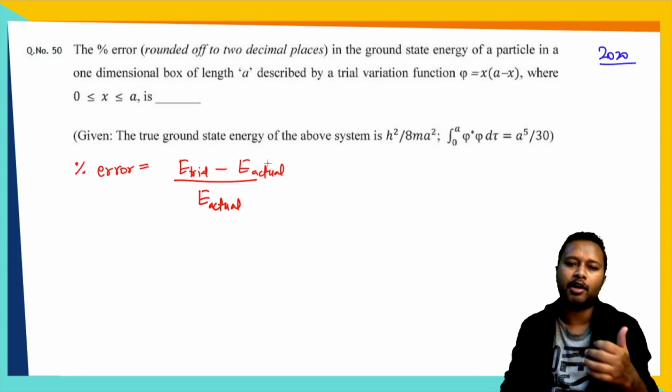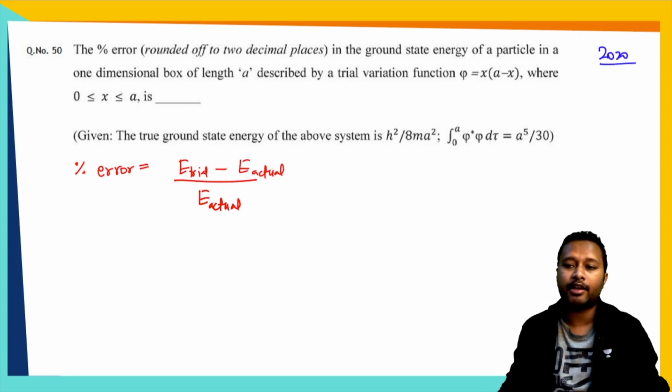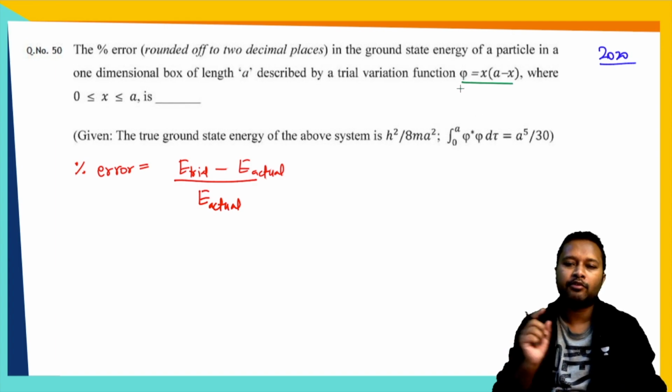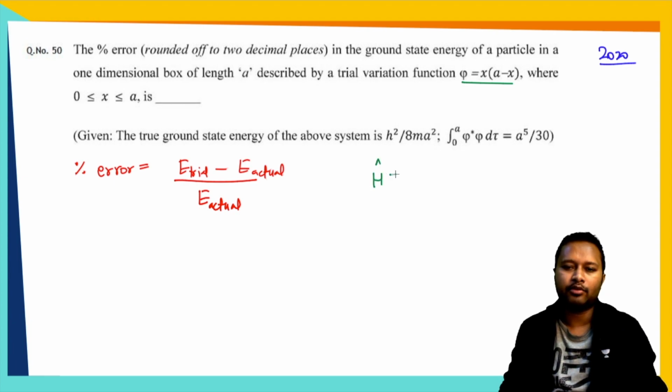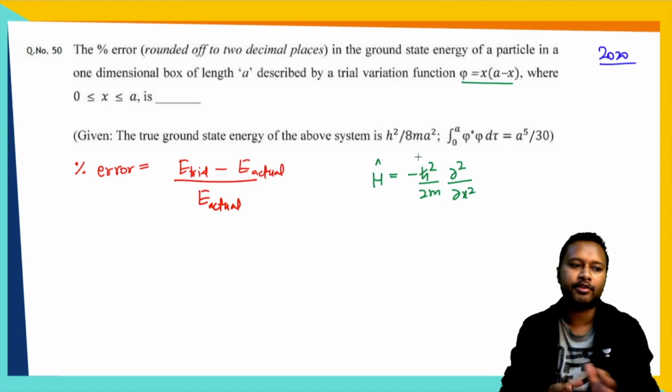Now we already know the actual value, which is given to us. We don't know the trial value. The trial value can be calculated from the trial wave function given to us. For this we have to use the Hamiltonian, and we know that the Hamiltonian is equal to minus h cross square upon 2m, d square upon dx square. This is the value of the Hamiltonian which we have.